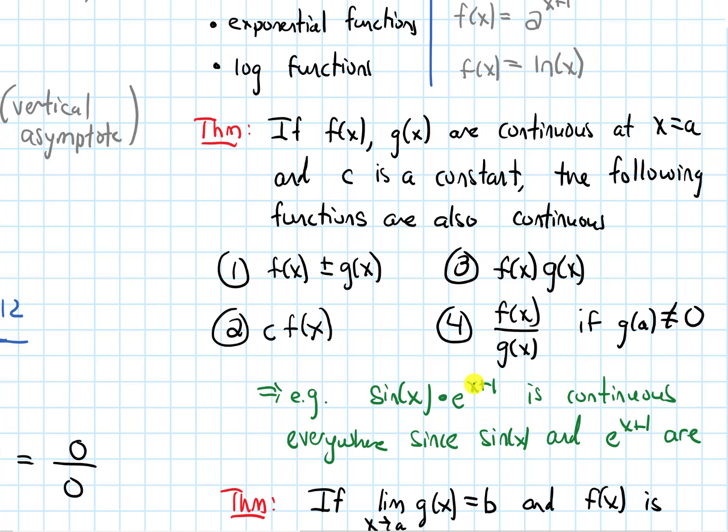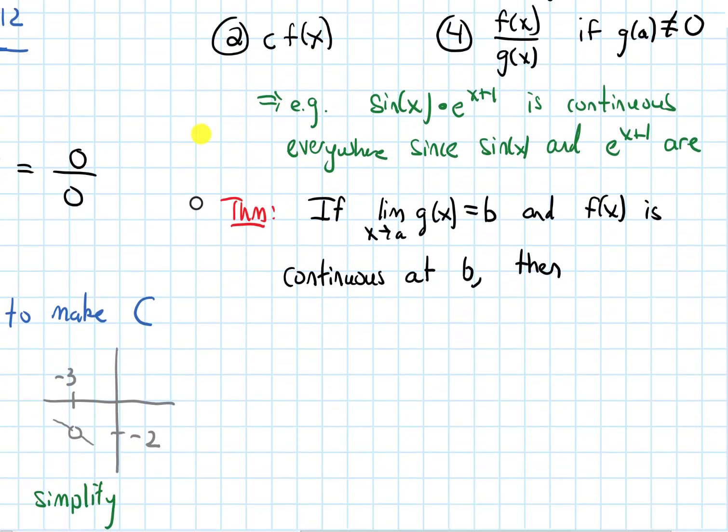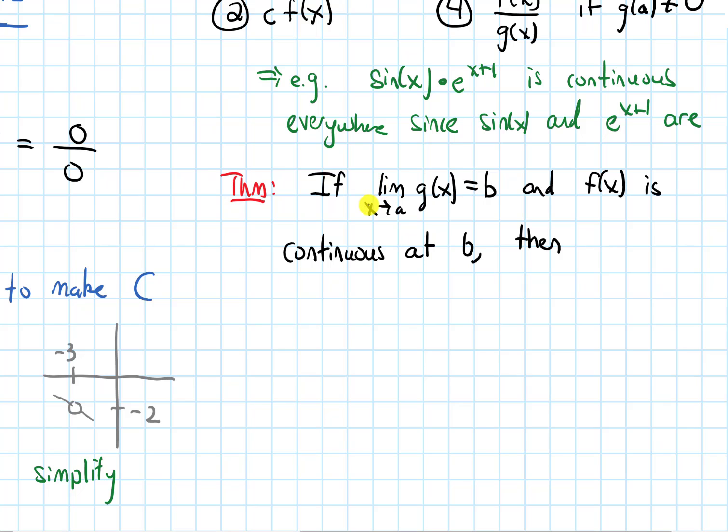All right, so there's one final theorem that I want to state. And this says, if the limit as x approaches a of g of x equals some number b, and f of x is continuous at b, then the limit as x approaches a of f of g of x. So if g of x is inside of f of x, we can move that limit inside of f, inside of that continuous function. And we'll get f of the limit as x approaches a of g of x.